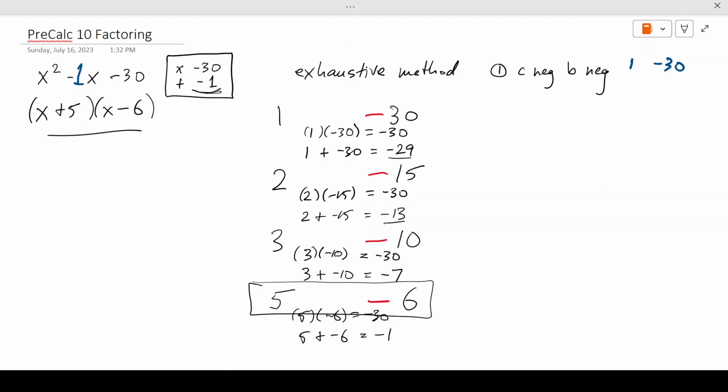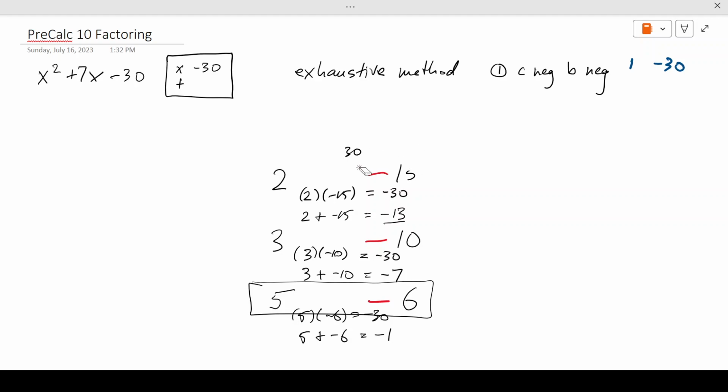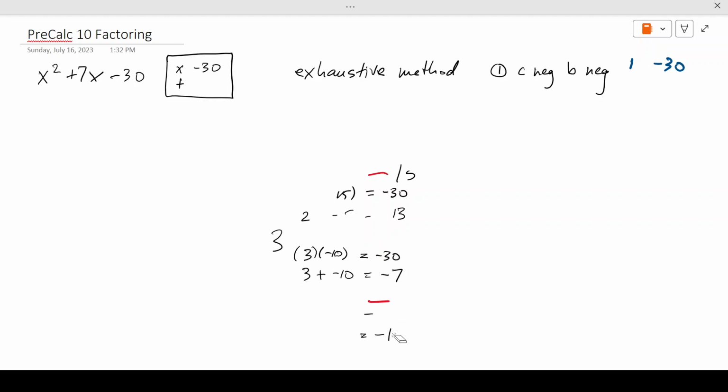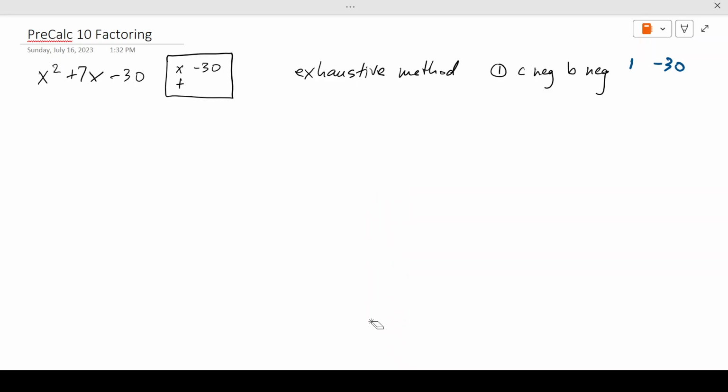Okay, I'm going to go in and change the question. I'm going to change it to number 2. I'm still going to have minus 30. But this time we're going to have x squared plus 7x minus 30. That's the thing we're factoring. And in order to factor that, we look for two numbers that multiply to C, that's negative 30, and add to B, that's positive 7.